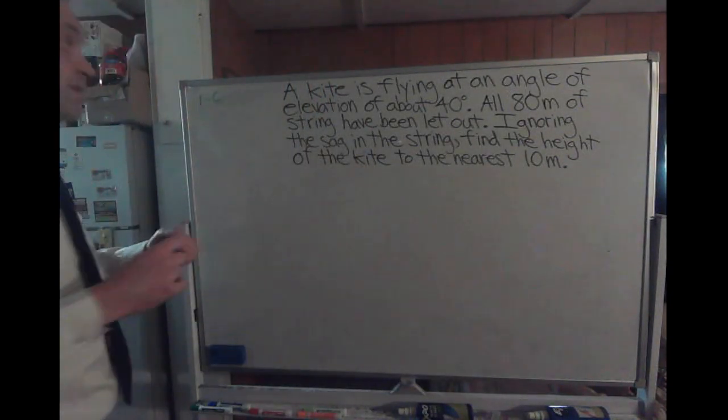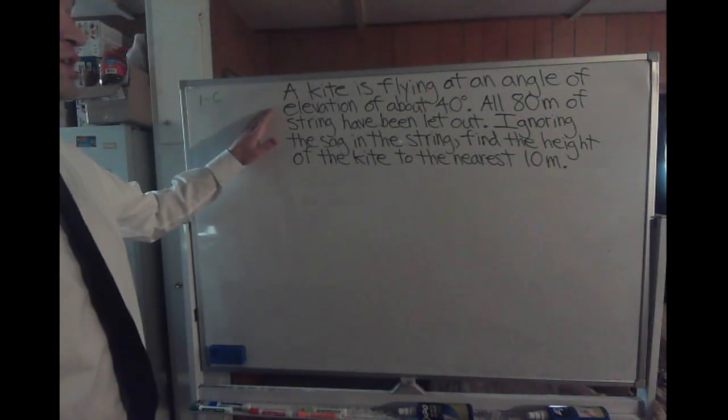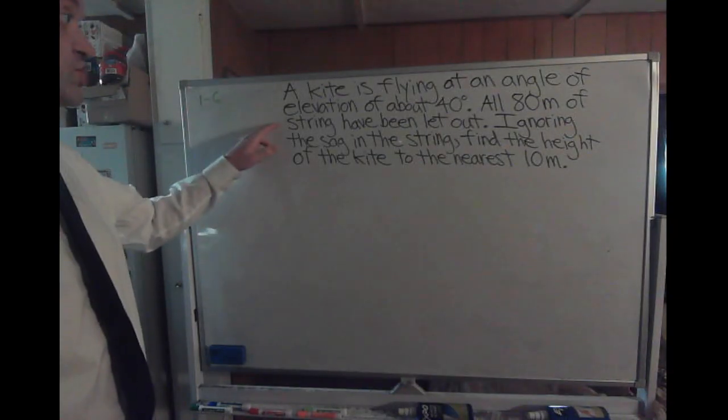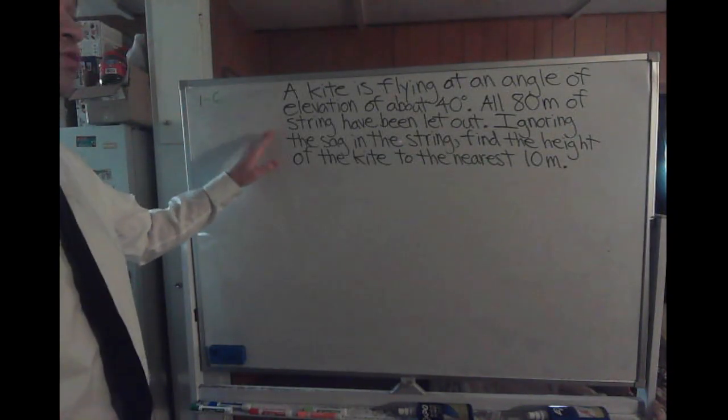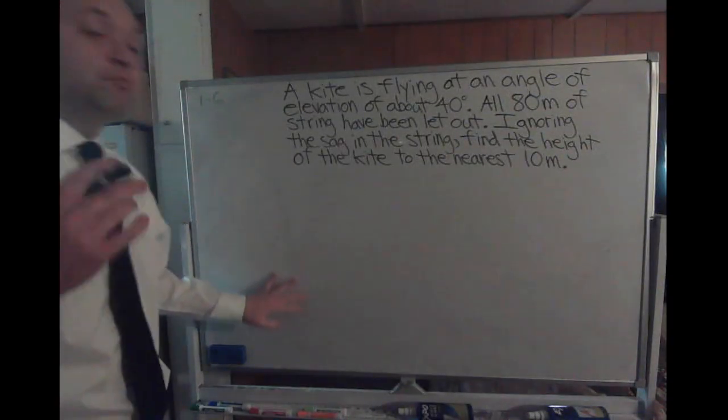Alright, so here's our next problem. A kite is flying at an angle of elevation of about 40 degrees. All 80 meters of string have been let out. Ignoring the sag in the string, find the height of the kite to the nearest 10 meters.